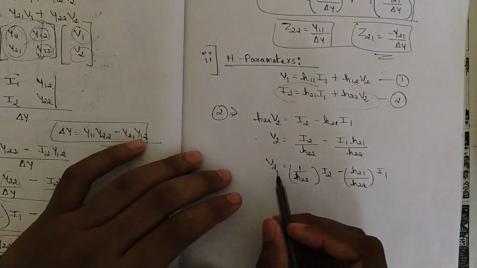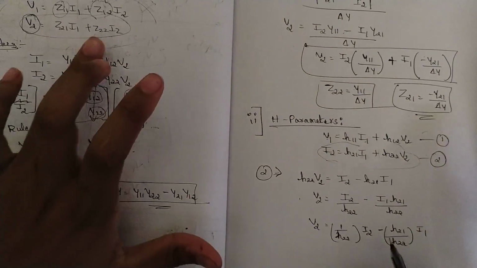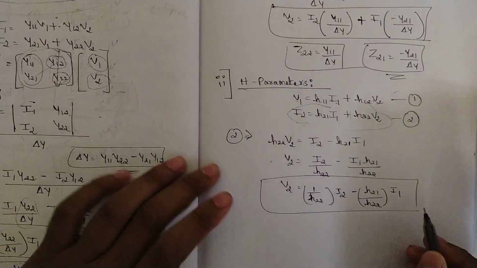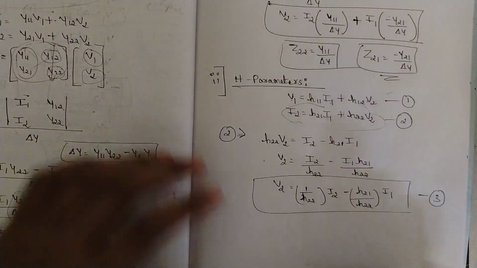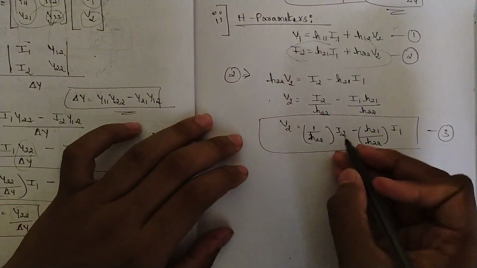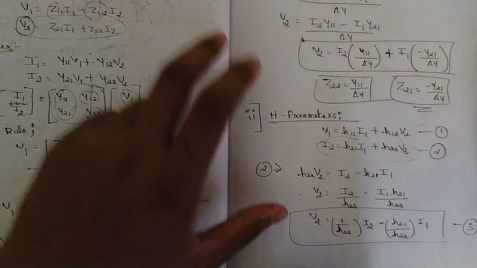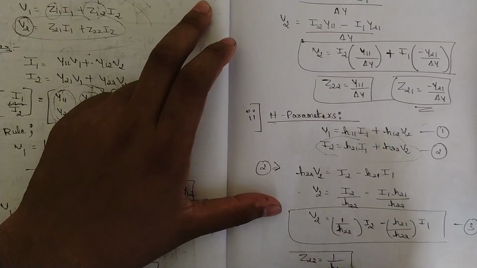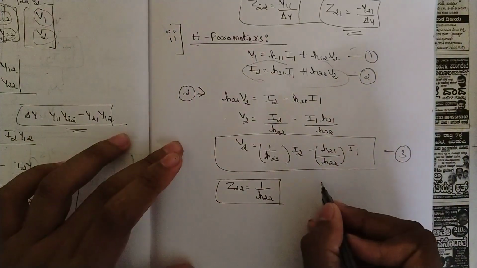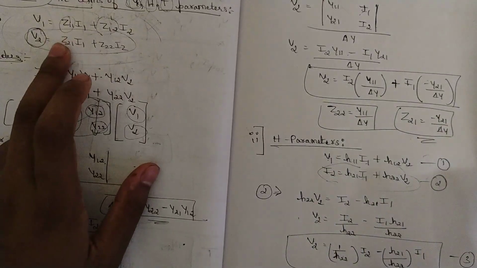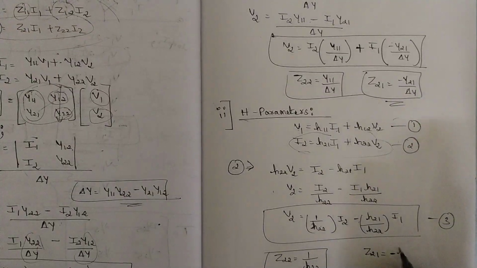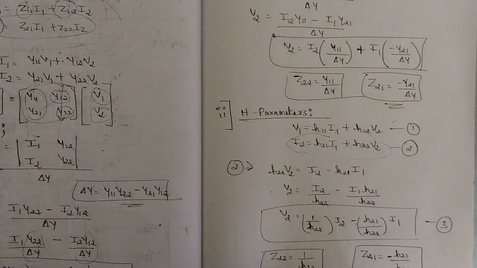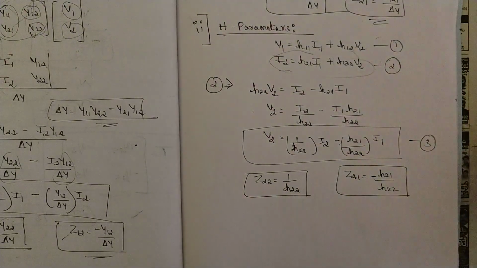Now we can see that we have V2, I1 and I2. Just write the coefficients, that is this equation. Now you name this as equation 3 because we need it further. Now the coefficient of I2 here is Z22. So in place of Z22 what we have is 1 by H22. So one part is done. We have found Z22. Now next is Z21. In place of Z21 what we have is minus H21 by H22. So two parts are done, that is Z21 and Z22 are found. Now we are left with Z11 and Z12.